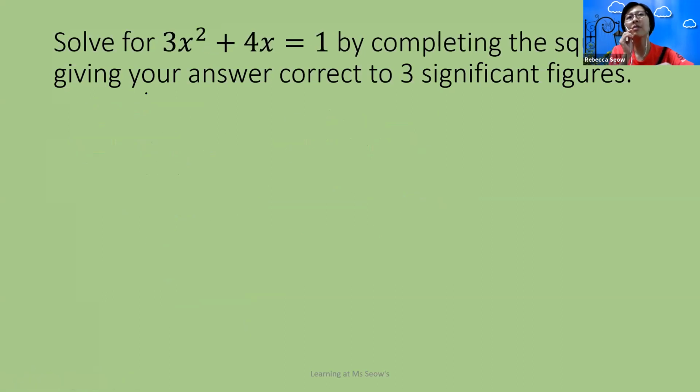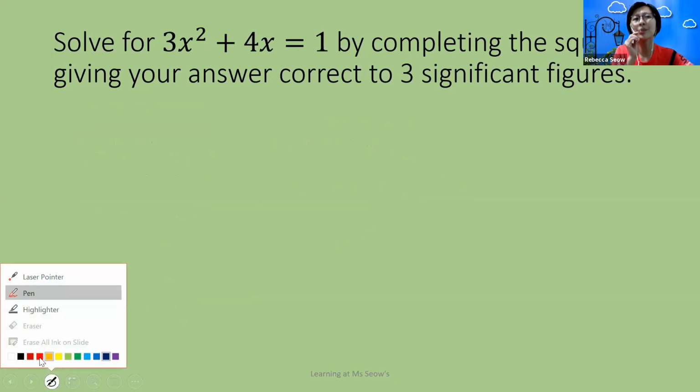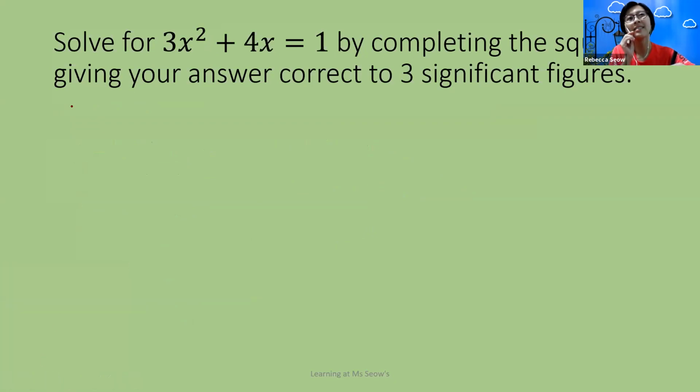So we solve for 3x squared plus 4x plus 1 equals to 1, I'm sorry. Now, same as the previous question, we need to make sure that it's in the form ax squared plus bx plus c equals to 0. So 3x squared plus 4x minus 1 equals to 0. Secondly, we ensure that the coefficient of the x squared term is 1. So we divide every term in this equation by 3.